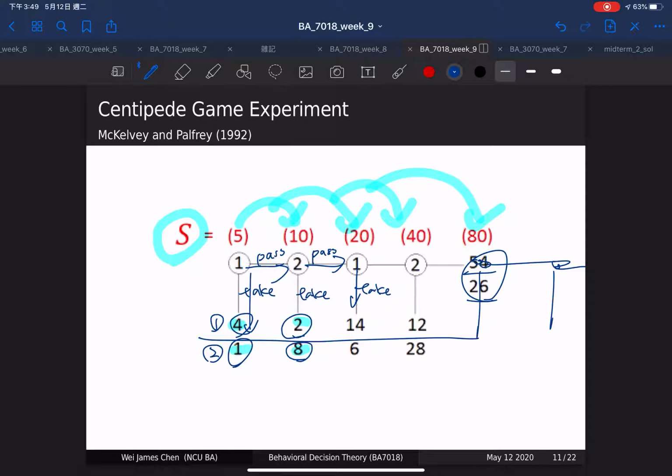Okay. So the key here is that if you pass, you are at risk that the other person does not pass, but takes. That's the key, right? So, what's the theoretical prediction?